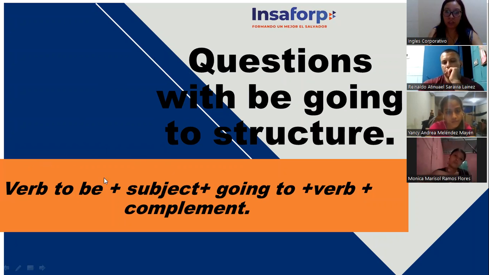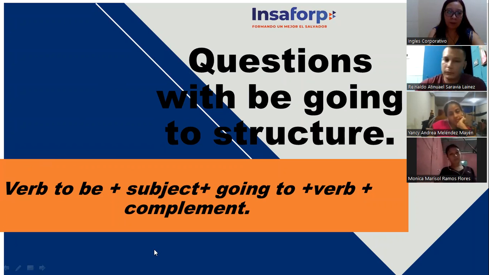Aquí ya no digo she is going to. Aquí digo is she going to. Lo único que cambia es que el verbo to be va antes del sujeto. Esto es para la estructura de preguntas de sí o no. No hay información, ¿de acuerdo?